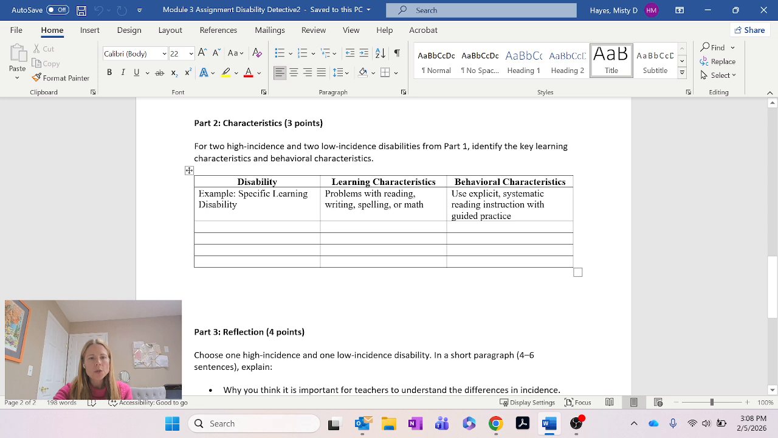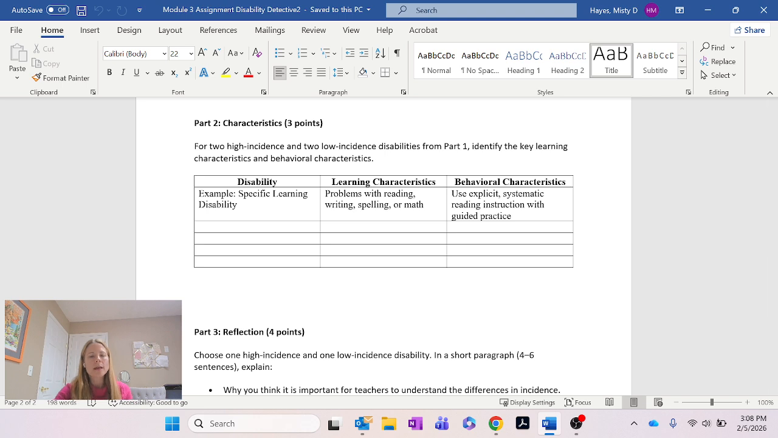And I want you to give me two high incidents, and I'll let you pick out which two you want, and two low incidents. And what you're going to do is write them here in the first column. And in the next two columns, you're going to tell me what kind of learning and behavioral characteristics come along with that specific high incidence or low incidence. So I want you to pick two from the high and two from the low.